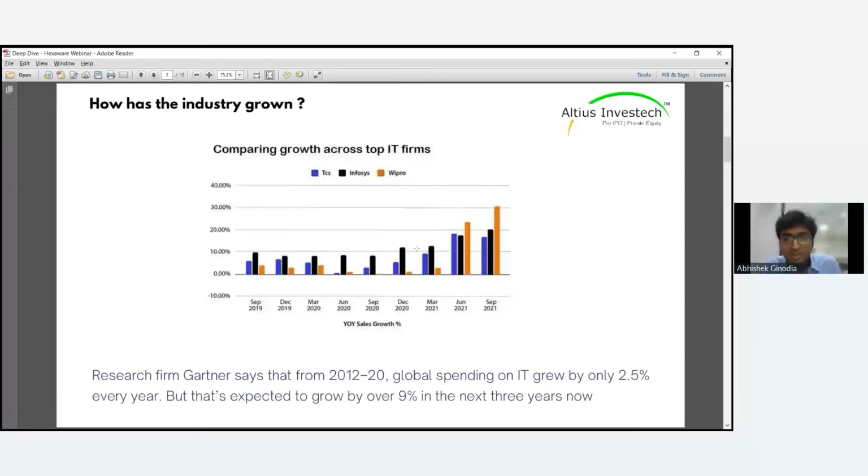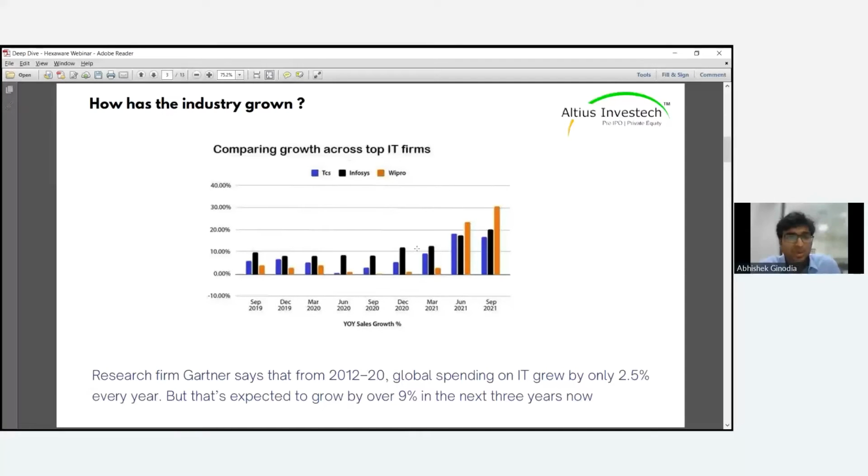But closer to June 21 last year is where the growth really started picking up. For the last 2-3 quarters, all of the IT companies have been showing growth rates significantly north of 15%. In the September quarter specifically, Wipro had a 30% year-on-year sales growth. What this chart is hinting at is that IT spends are increasing on a major level globally.